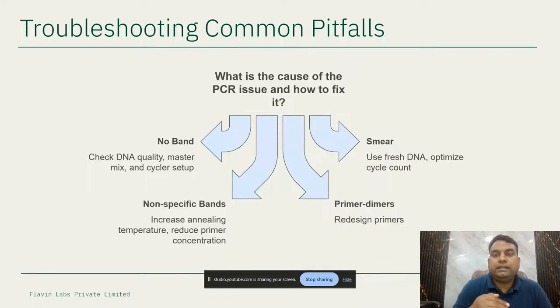If you are getting a smear in your gel electrophoresis result, that means the DNA you have used was very fragmented, and we have to use fresh DNA, or maybe you have run more cycles than were required. So we reduce the cycle count. Sometimes we observe primer dimers. Primer dimers are the fuzzy bands which we visualize in PCR below 100 base pairs. To rectify them, we redesign primers, or we reduce the quantity of our primers.